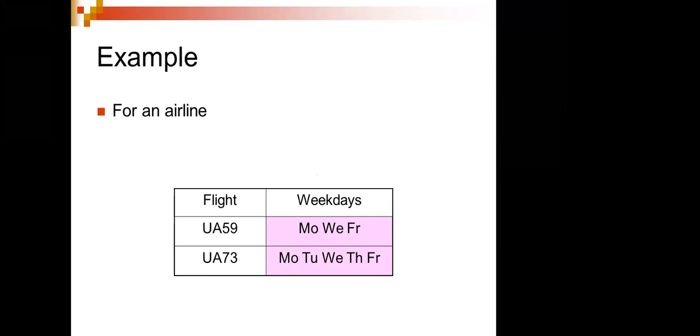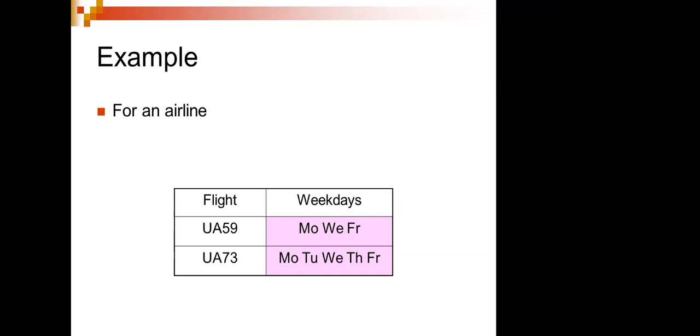Then see, this is another example. I have something called airline, another entity. So we have flight number. We have flights with numbers 59 and 73. This flight will work on Monday, Wednesday, Friday. Another flight will work on Monday, Tuesday, Wednesday, Thursday, and Friday. So these are the weekdays.